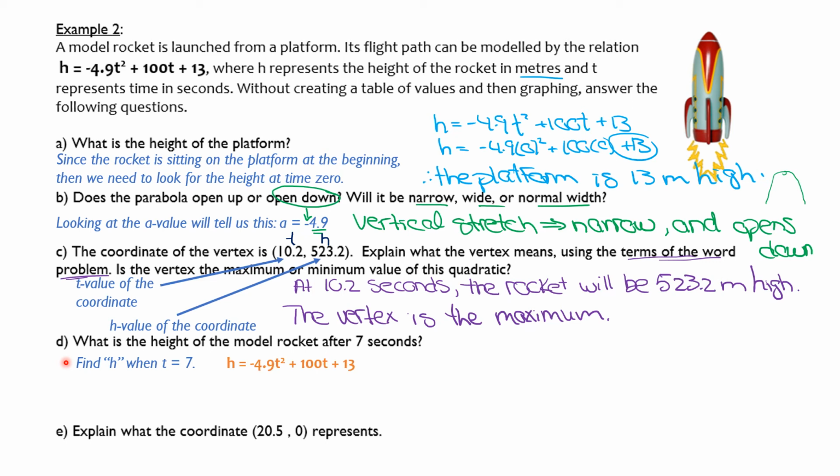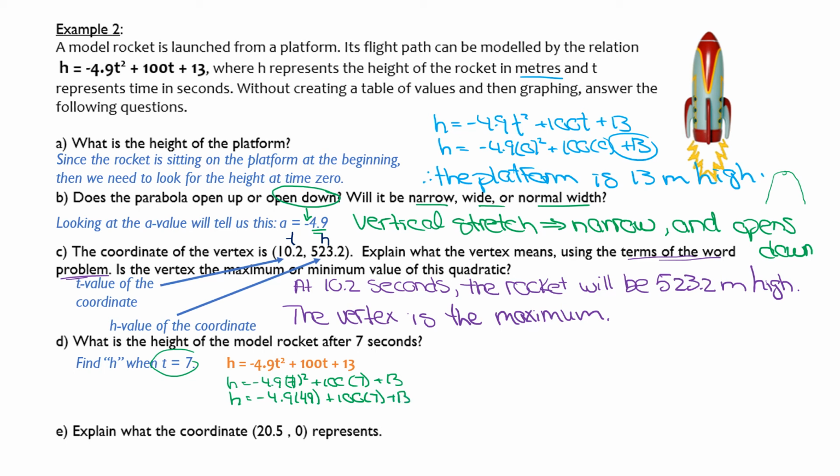So I take my equation and I'm going to sub in. Let me take a color here. How about green? I'm going to sub in t equals 7. h equals negative 4.9 times 7 squared plus 100 times 7 plus 13. So here's where you get out your calculator. Remember the order of operations. We have to do the 7 squared first. That's a 49. Let me write that out for you. So the first step must be 7 times 7. And then I can go on and do the rest of the question.